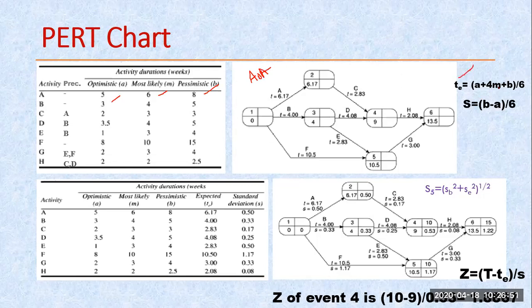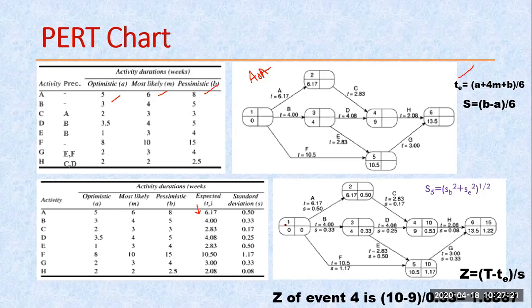Okay, (A + 4M + B) divided by 6. And these values are already calculated. This is given in your book. If you can calculate this, you can calculate 5 plus 24 plus 8, divided by 6. If you calculate this now, this becomes 37 by 6, 6.17.